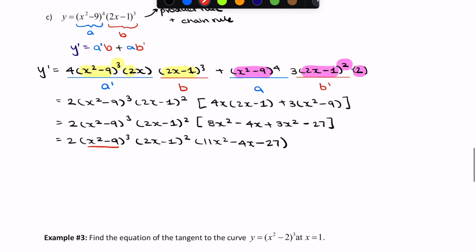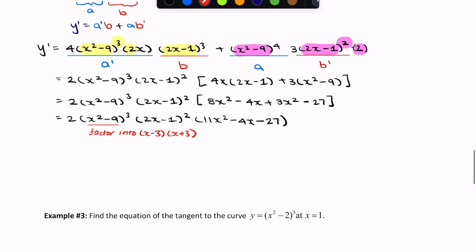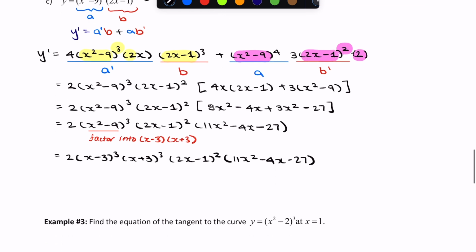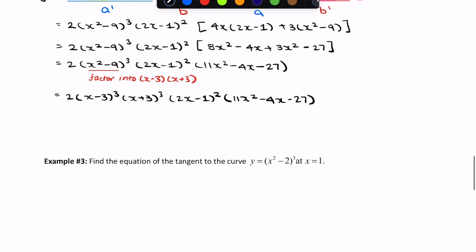Here we can rewrite x squared minus 9 and then factor into (x minus 3)(x plus 3) to give us our final answer of (2x minus 3) cubed, (x plus 3) cubed, (2x minus 1) squared, and our expression of 11x squared minus 4x minus 27. So again, in this particular question, we combine both the product rule and the chain rule together to be able to solve for this particular derivative.